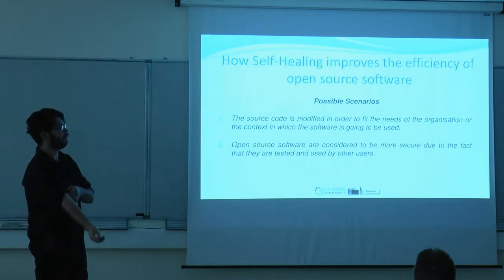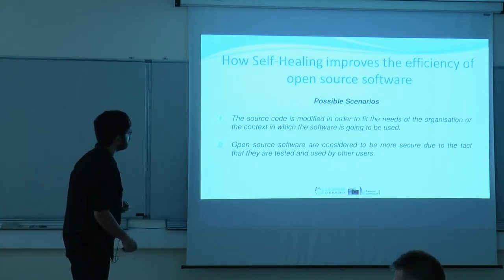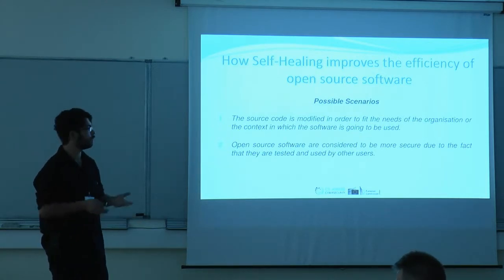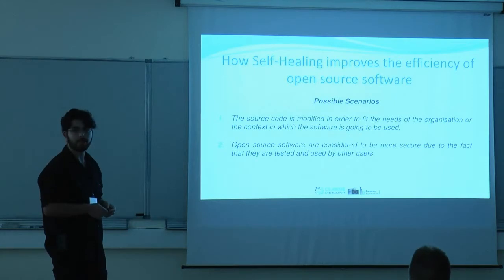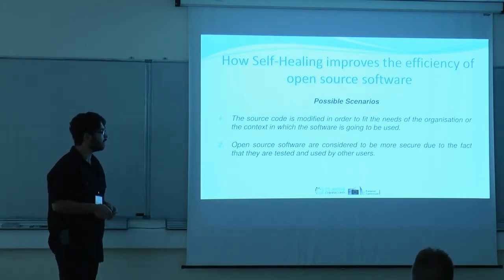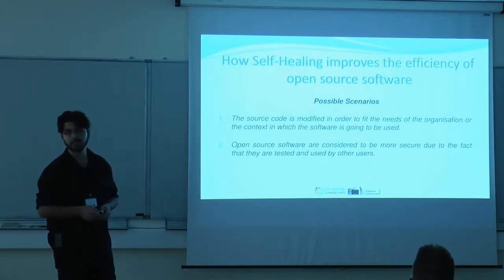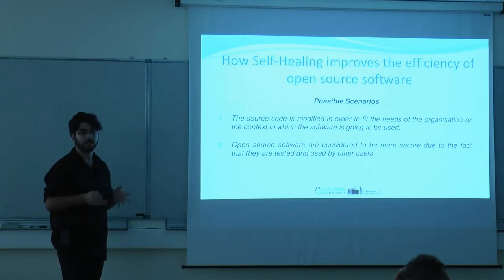Now, how self-healing improves the efficiency of open source software? Two examples with two possible scenarios. When we have this open source software, sometimes we need to modify it in order to use it within the context that it's going to be used, or just so we'll be able to use it with other softwares. But the main thing here is that we modify the software. In that way, it differs from the original software, and all the maintainability is on us. What self-healing does is it doesn't care what software it is, if it's the original, if it's modified. It only has to do with detection. It detects and it mitigates.